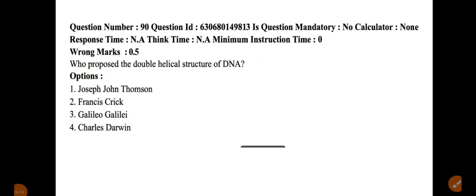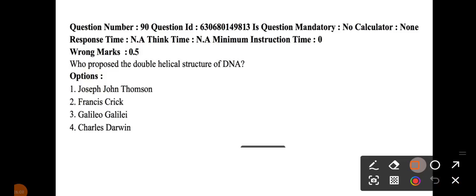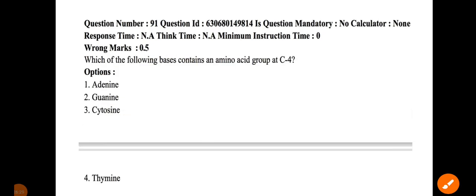Next one: who proposed the double helical structure of DNA? That is also a very simple one. That is Watson and Crick. In the options: Joseph John Thomson, Francis Crick, Galileo Galilei and Charles Darwin. So our correct option is Francis Crick, who discovered the double helical structure.